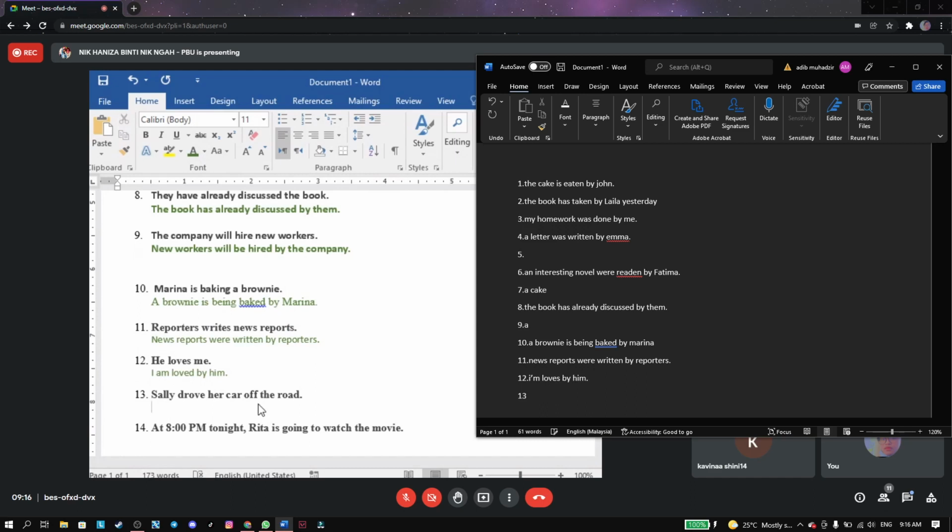13. Lim, 13. Sally drove her car off the road. Subject dulu ka? Object dulu. You have to find where is the object. Her car was driven by Sally off the road. The car was driven by Sally off the road. Okay.